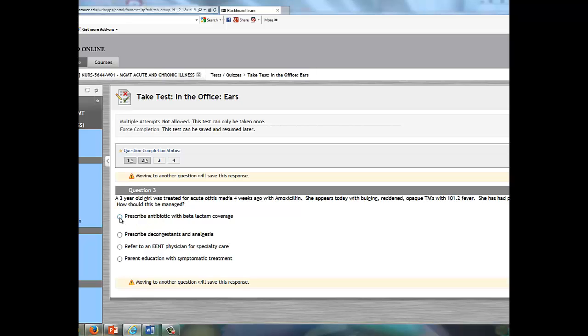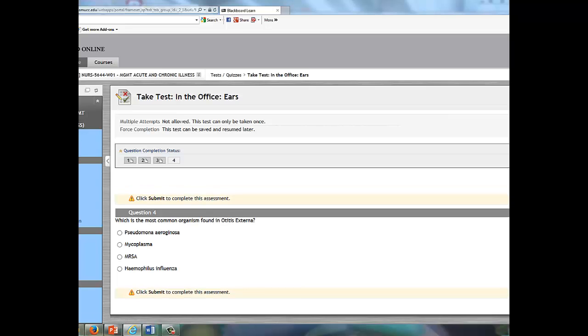So let's kind of hold on that one for a little while. Let's try beta-lactam coverage. And we know that if you include the beta-lactam in all of those antibiotics, she's going to get gram-negative. So if it was H. flu or M. catarrhalis, she's going to be covered. Which is the most common organism found in otitis externa?